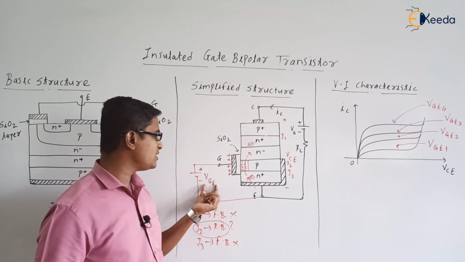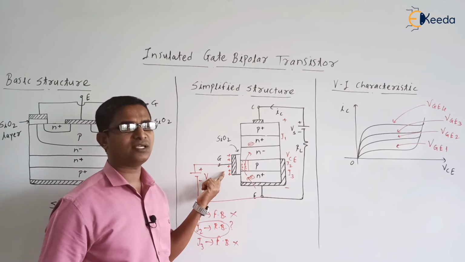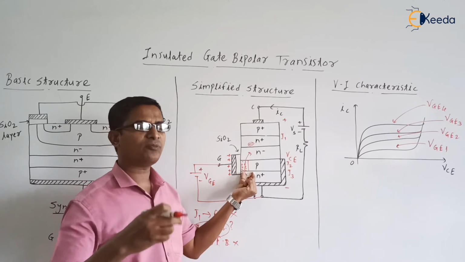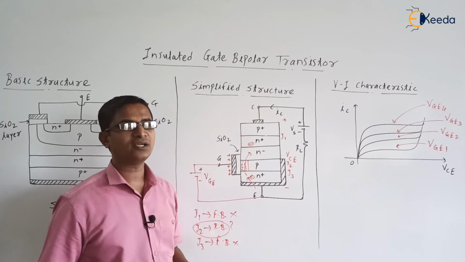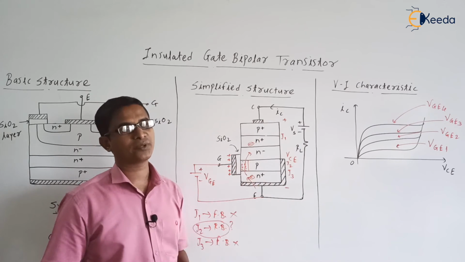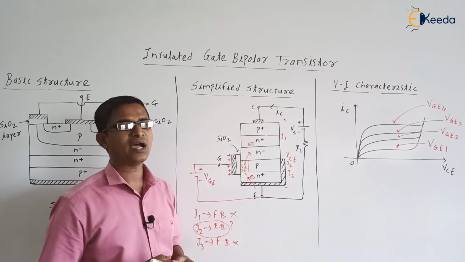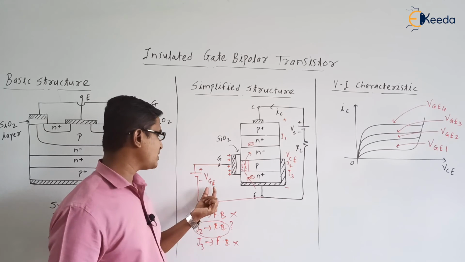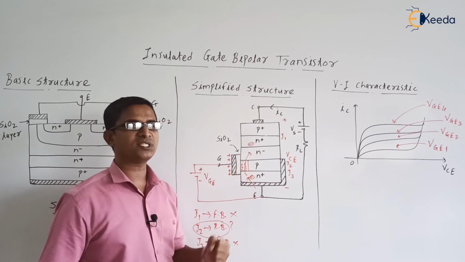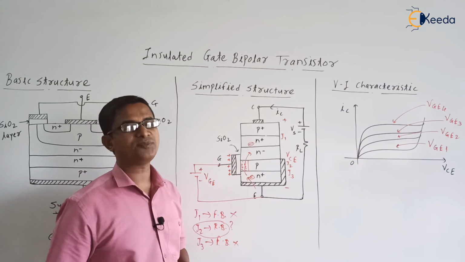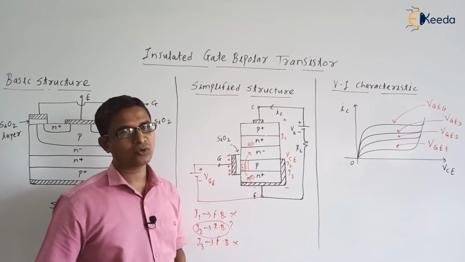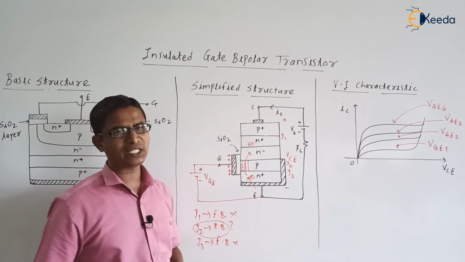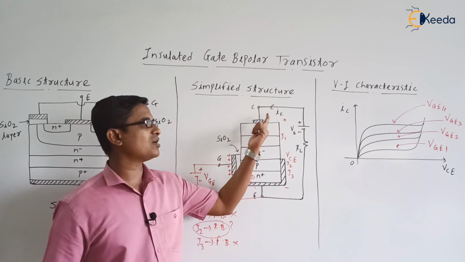Now the higher the VGE, the more positive charges at this point. Due to that, the width of the channel of negative charge carriers will be more, yes or no? So the rate of flow of charges will be higher, and the current will be more. Are you getting the point? Can we say that the higher the VGE, the greater the width of the channel, the faster the flow of charges, and the more the current. So higher VGE causes a higher IC.